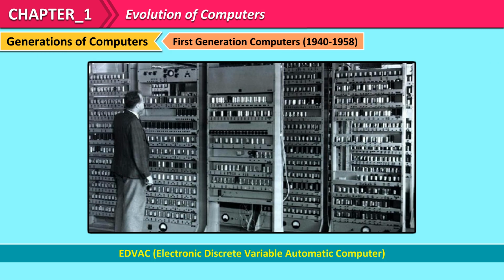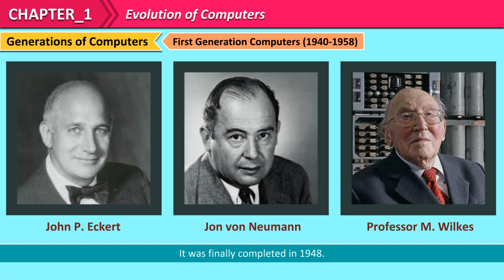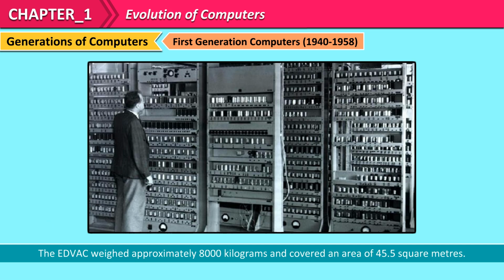EDVAC, Electronic Discrete Variable Automatic Computer. The EDVAC was proposed by John P. Eckert and John W. Mauchly in 1944 when the ENIAC was being developed. John von Neumann, who also gave the concept of stored programs, joined them later to help in designing the EDVAC. It was finally completed in 1948. The EDVAC weighed approximately 8,000 kilograms and covered an area of 45.5 square meters. It had capacity to hold stored programs as well as data.